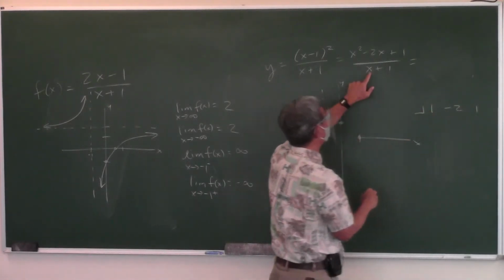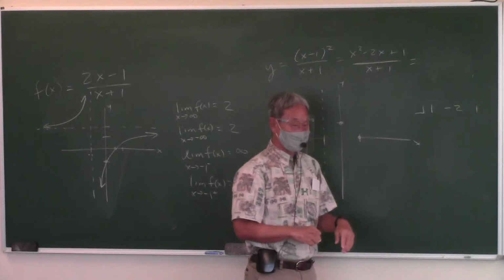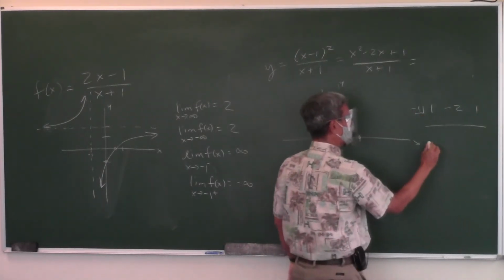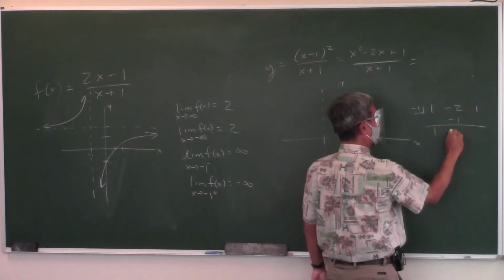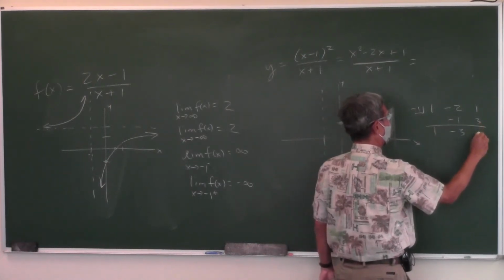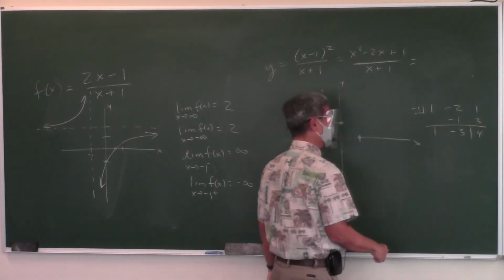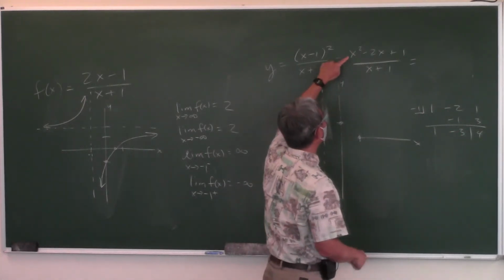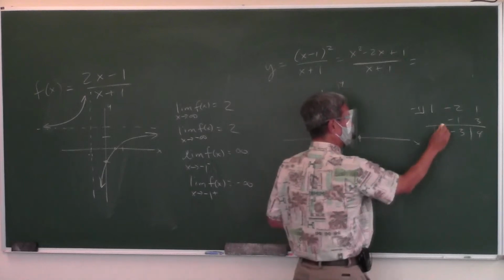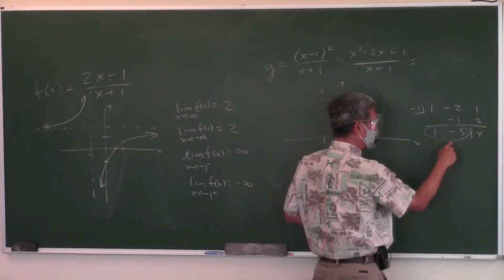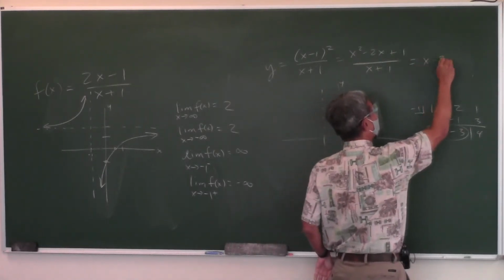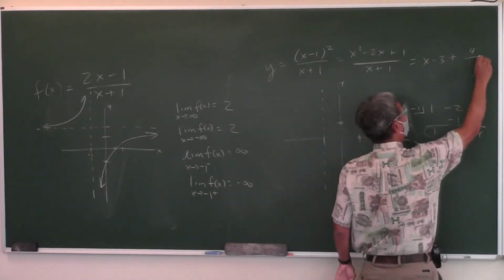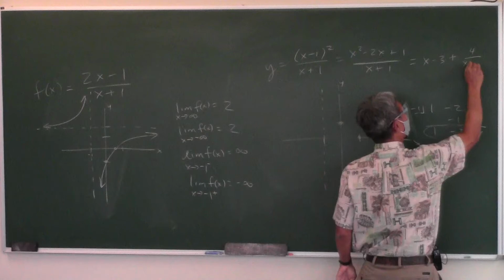I'd rather do synthetic because it's a shortcut. Okay, so if I'm going to divide by x plus 1, what do I put in the box? Negative 1. Okay, so do synthetic division. 1, negative 1, negative 3, 3, 4. Did I do that correctly? So what does that stand for? When you divide this by this, what do you get? What does this stand for? x minus 3, the quotient, plus the remainder over the divisor.